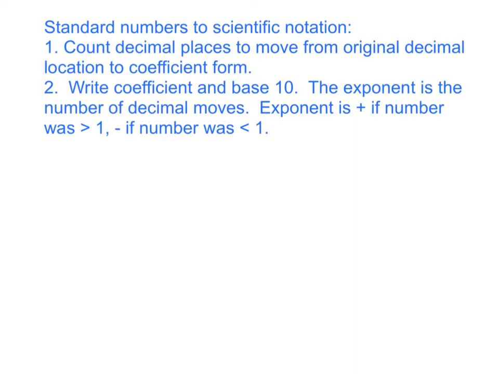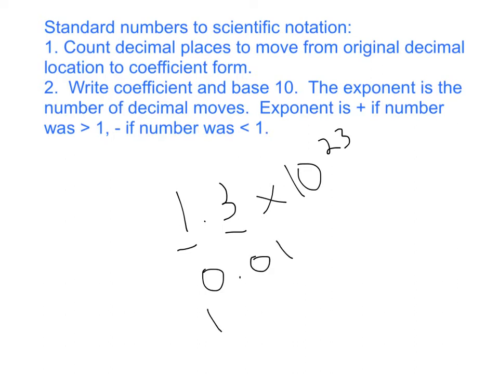First, you count the decimal places to move from the original decimal location to the coefficient form. And in the coefficient form, you only want one number, decimal, and then the rest of the numbers. You don't want point, number, number, number. You don't want number, number, number, decimal, number, number. You want it to be some number, and then, for example, like 1.3 times 10 to the 23rd, notice there's one number. You don't want this. You want it like that. Only one non-zero digit to the left of the decimal.